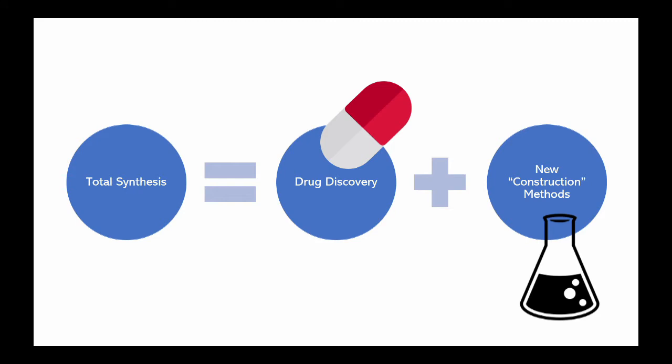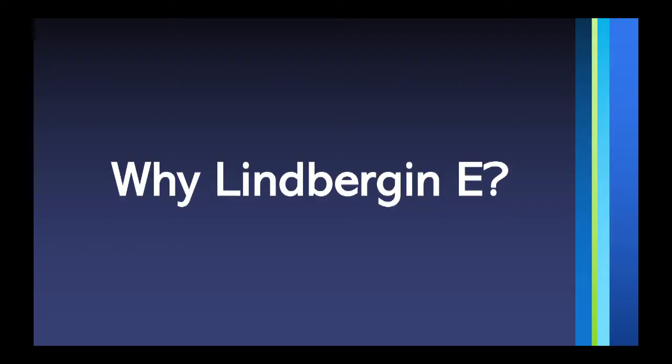To start, total synthesis allows us to make more of a given drug. Whenever a drug is discovered for the first time in nature, it's often present in very small quantities, and we need total synthesis to make more of it. Also, total synthesis is basically like molecular construction, and whenever we explore new routes to a molecule, we also discover these new construction methods, and these can be applied to future molecules.